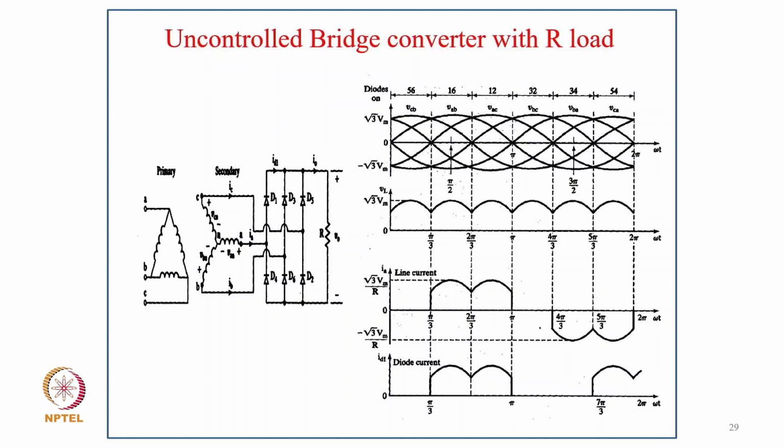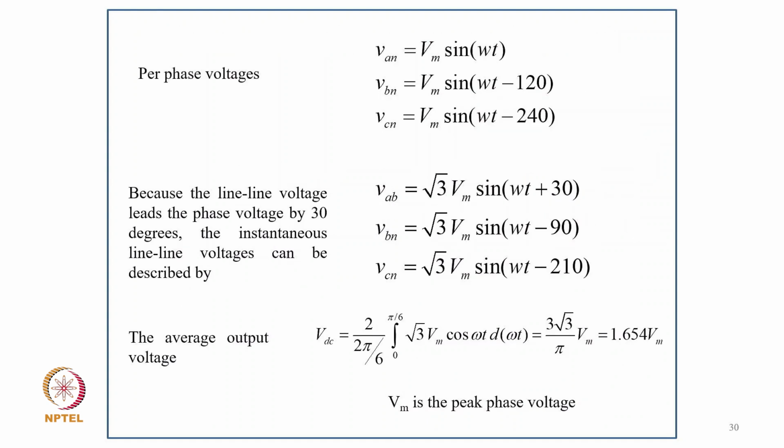And this is typically the uncontrolled bridge with a resistive load. So you can clearly see the output voltage waveform, the line current waveform, and the diode currents. Coming to the per phase voltage, if we take the per phase voltage Van equal to Vm sin omega t, similarly Vbn equal to Vm sin(omega t minus 120), and Vcn equal to Vm sin(omega t minus 240).